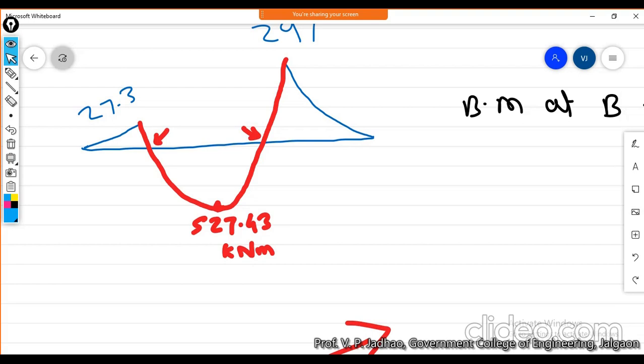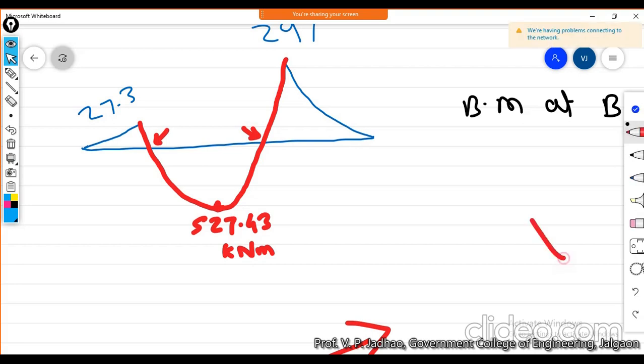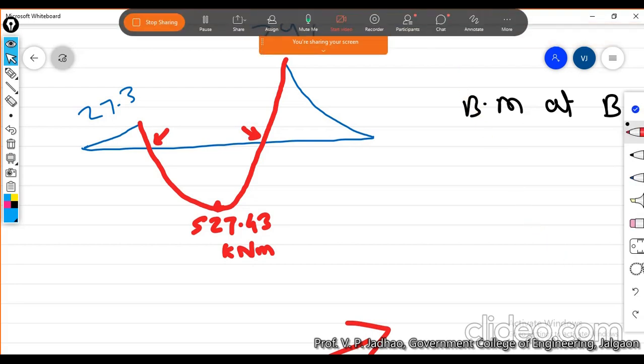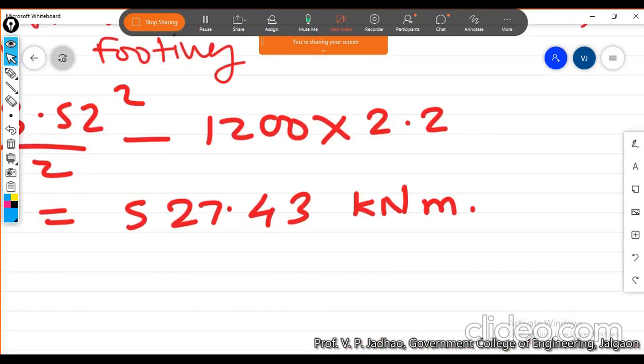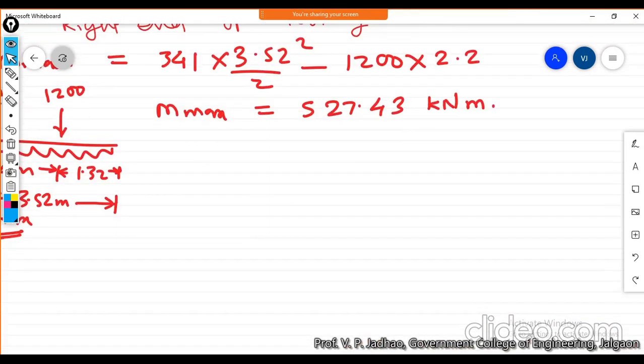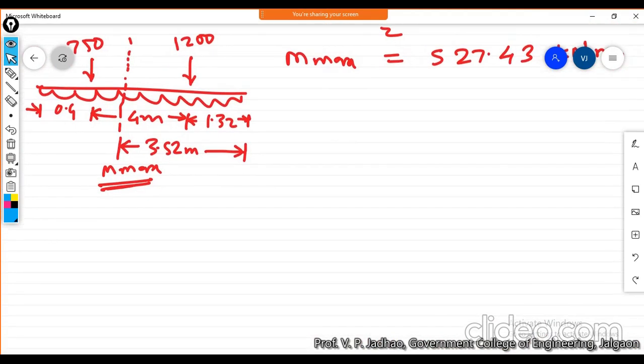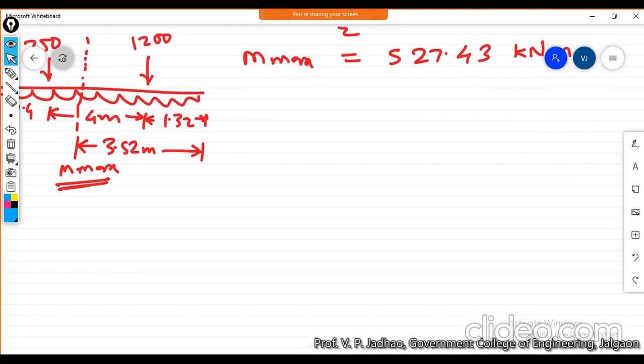Now we have to locate the points of contraflexure. To locate the point of contraflexure, let us assume that there is some point P where the point of contraflexure exists. We know that at the point of contraflexure, the bending moment is 0.